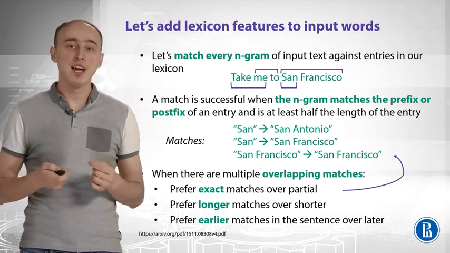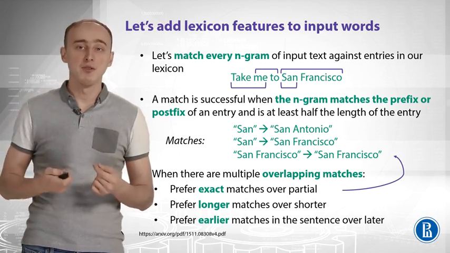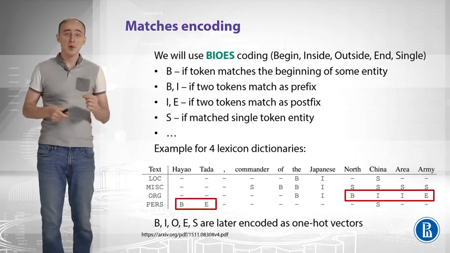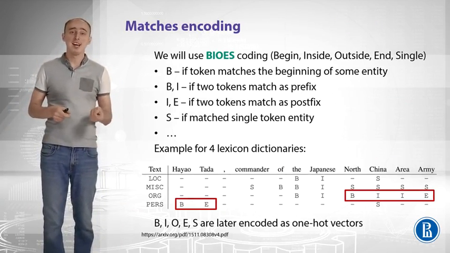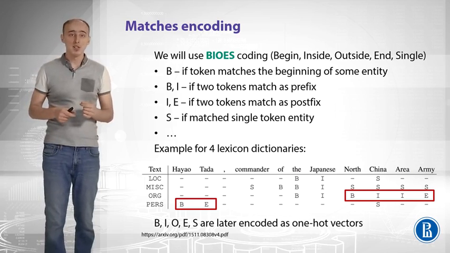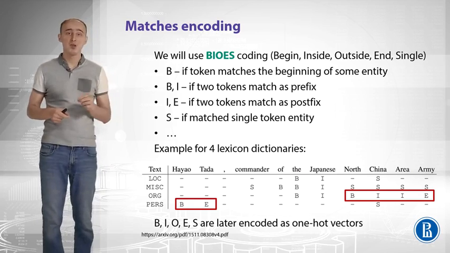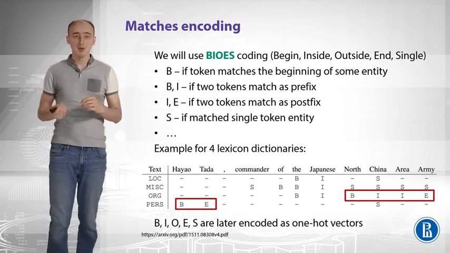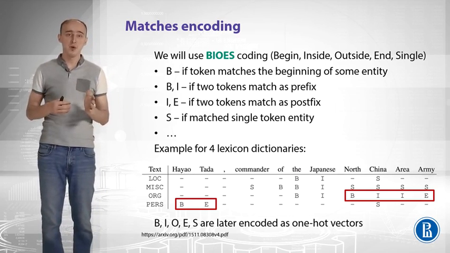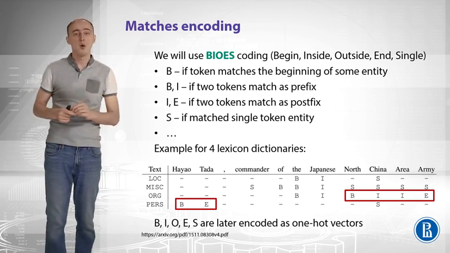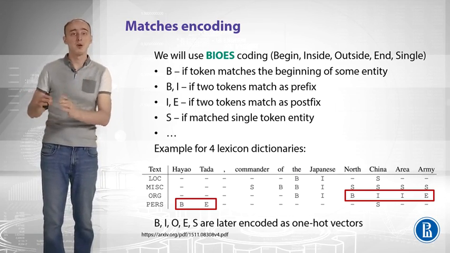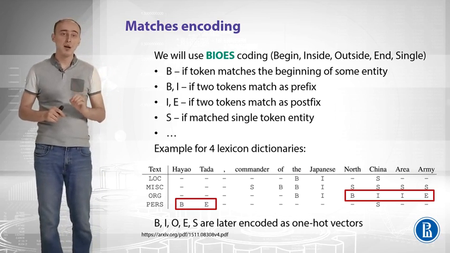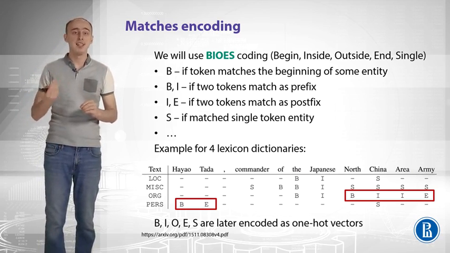So let's see how we can use that lexicon matching information in our model. We will use so-called BIOES coding, which stands for begin, inside, outside, end, and single. We will mark the token with B if the token matches the beginning of some entity. We will use B and I if tokens match as a prefix. We will use I and E if two tokens match as a postfix, so it is some token in the middle and some token at the end of the entity. And we will use S for matches when a single token matches an entity.